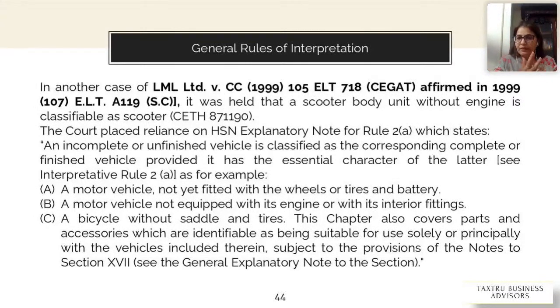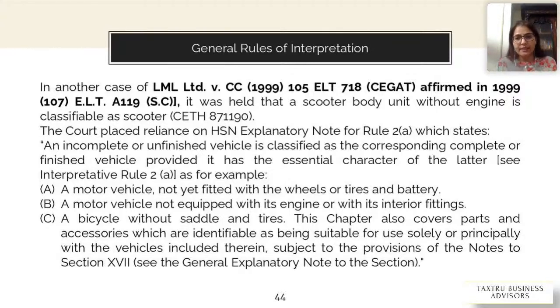Let's say for a complete unit, or a complete built-up unit, you have a CBU rate, and in case you are getting them in CKD or SKD form, or in parts, then you have some differential rate. In case that is lower, people tend to classify them as parts, saying it is not a complete product or does not have the essential characteristics. So this is always a question of litigation and interpretation.